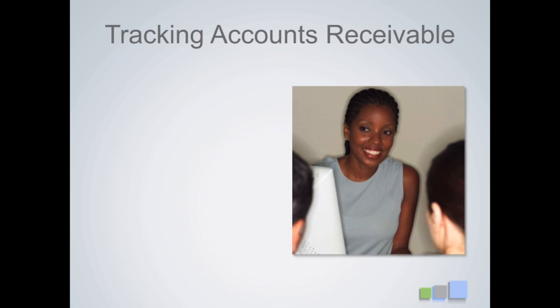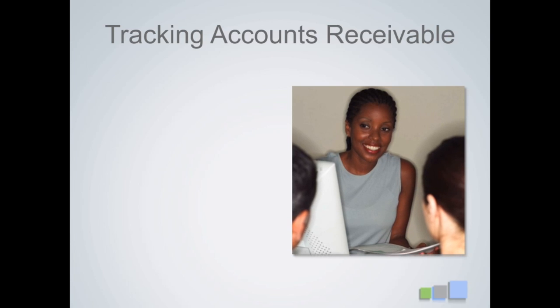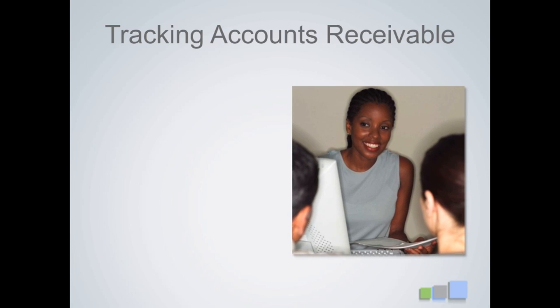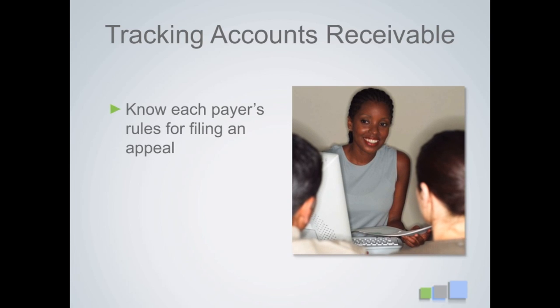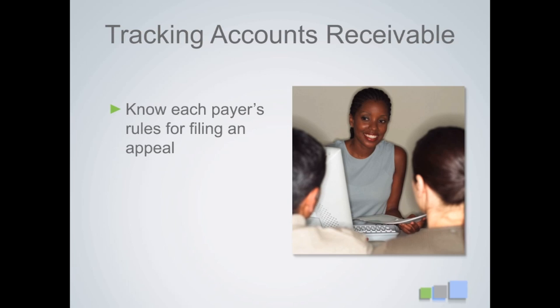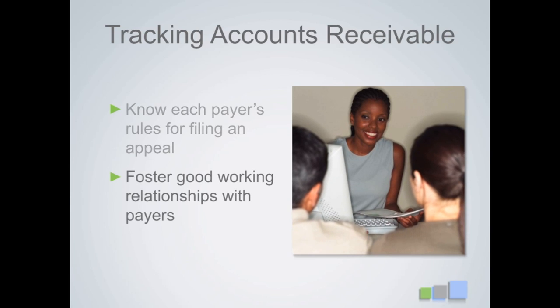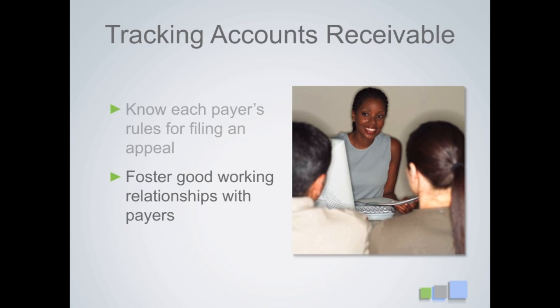Accounts receivable is another term for outstanding or unpaid claims. We'll provide a job aid at the end of this lesson with an accounts receivable checklist. First, familiarize yourself with each health plan's processing timelines and rules on filing an appeal. Next, develop a good relationship with your payers. This will make it easier to work together to resolve problems.